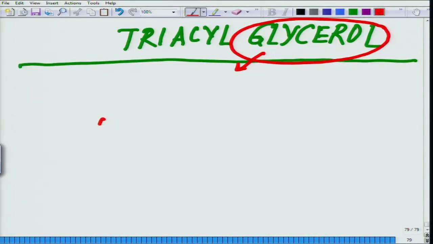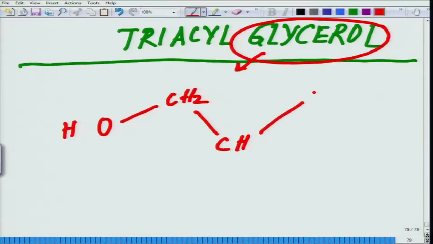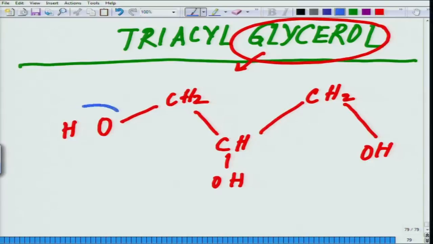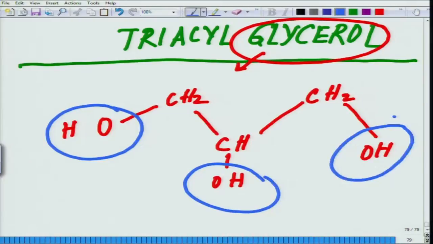The structure of glycerol is something like this. There is a hydroxyl group, there is a CH2, there is a CH, there is a CH2 here, there is an OH group here, and there is another OH group here, and this is how it looks. If you look at this structure carefully, there is one functional group attached here, a second functional group attached here, and a third functional group attached here, and this is the basic structure of a glycerol molecule.